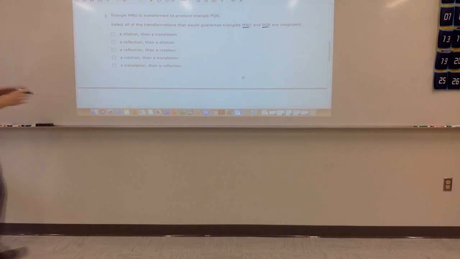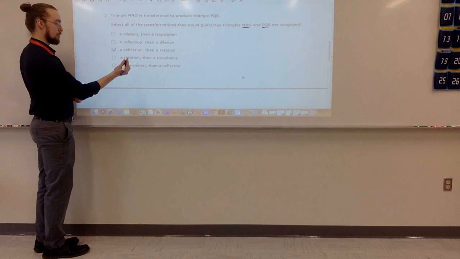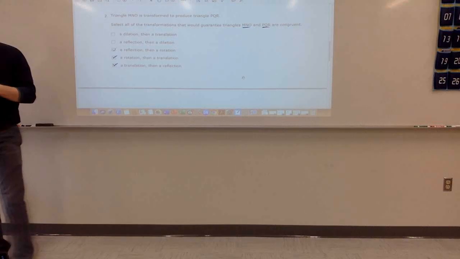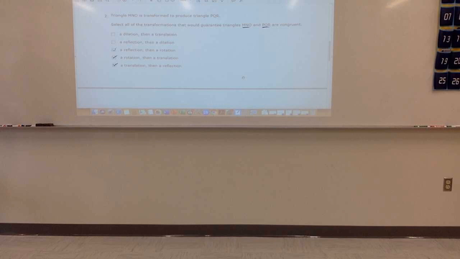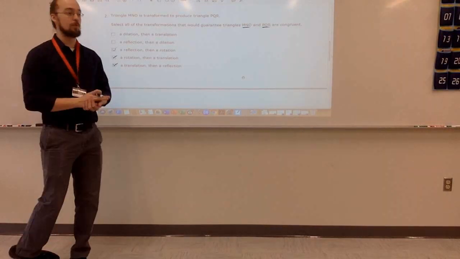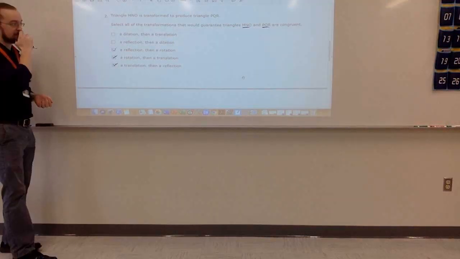The bottom 3? Yeah, reflection then a rotation, rotation then a translation, and a translation then a reflection. In something like this, all we're looking for is it doesn't have a dilation. Everything else would preserve the size, would make it congruent. So the first 2 have a dilation. That means the triangles would not be congruent. They would change size somehow.